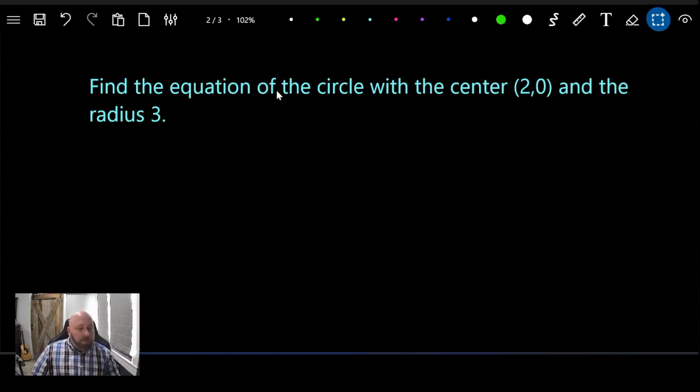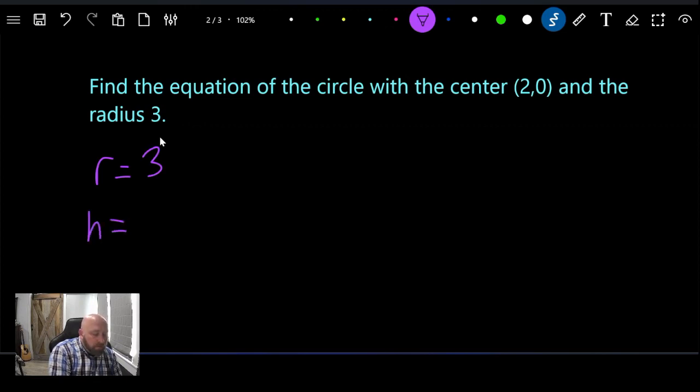All right, so here we are. Find the equation of the circle with the center (2, 0). So what is that? That's our h and our k. And the radius of 3. So what is that? That is our r equals 3. So let's just write some of those things down right here. We'll write r equals 3. That's important. So our h is going to equal 2, and our k is going to equal 0. Okay? So important information that we'll need.